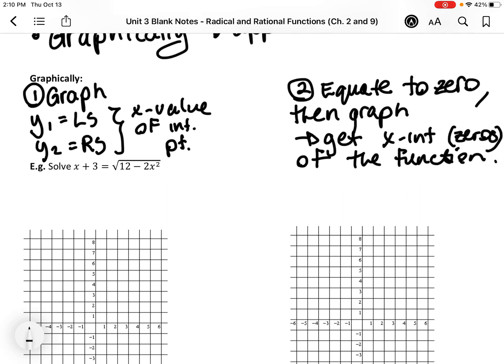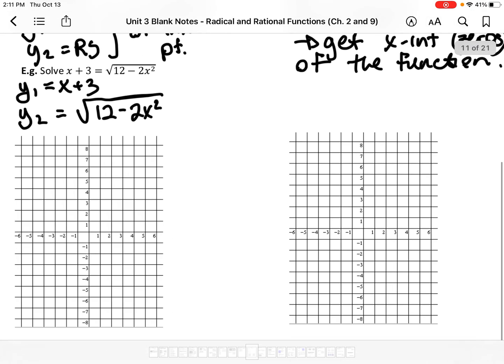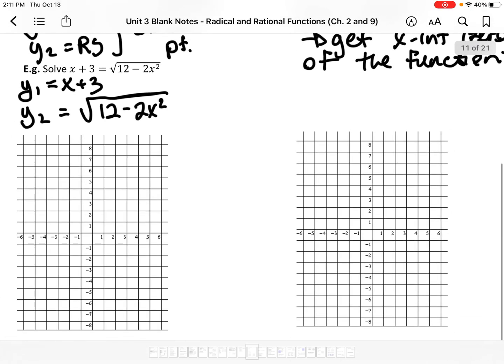Okay, so we're going to start out with an example that we're going to solve graphically. If I were to solve this one, x plus 3 equals the square root of 12 minus 2x squared, by graphing y1 equals one thing and y2 equals another thing, then I would put in y1 equals x plus 3, y2 equals the square root of 12 minus 2x squared. And then I'm looking for an intersection point. Now, unfortunately, I'm recording this on my iPad and I don't have a graphing calculator application on here. So you're going to have to kind of take my word for it as to what these look like.